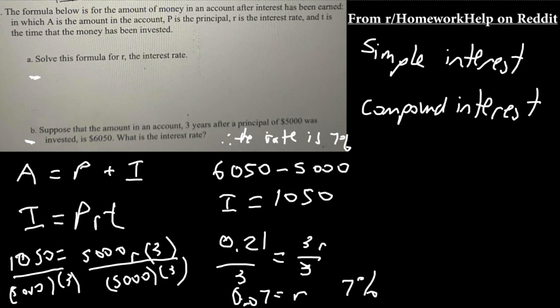And then for part A, it says that you have to solve this formula for R, the interest rate. Based on what I can see, you have to isolate for R. So divide this by P, divide this by T. Whatever you do to one side, do to the other. When you finish, you should get I, so interest, divided by principal and time equals R. So that should be the answer for part A. And for part B, you should say something about that. Therefore, the rate is 7%.